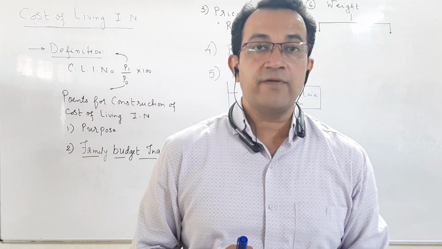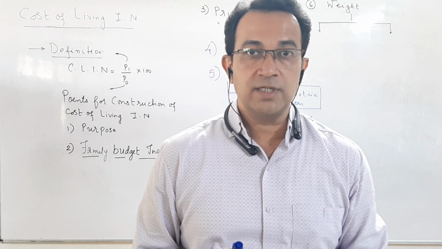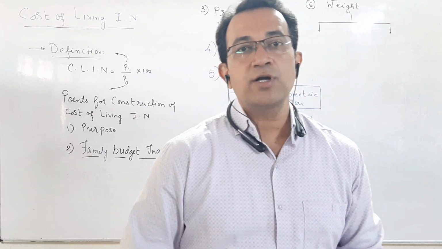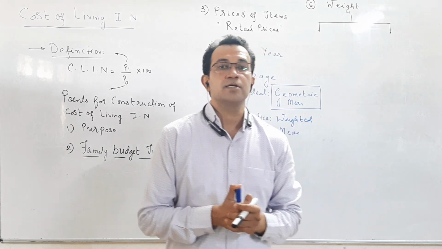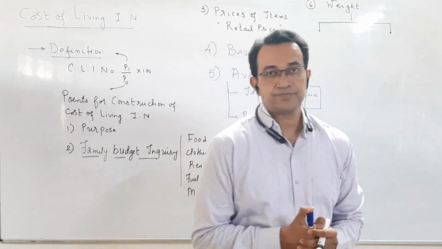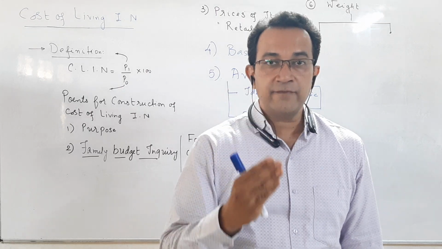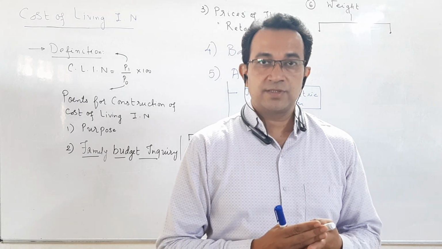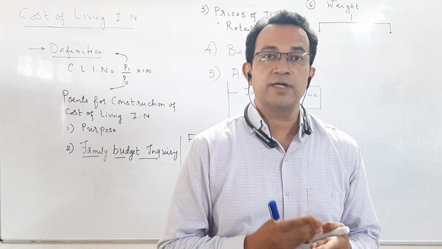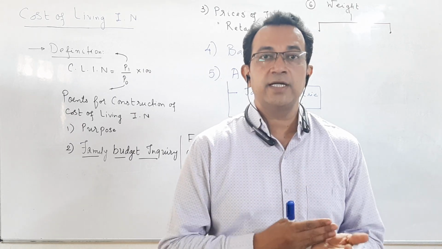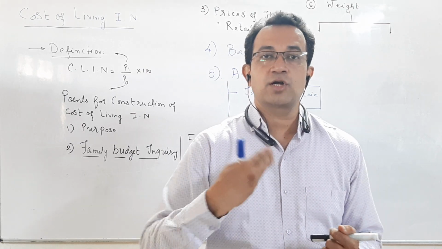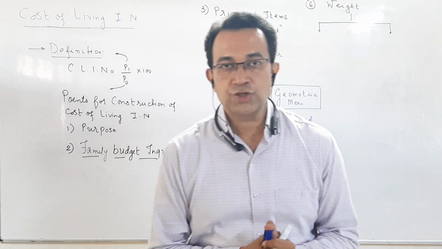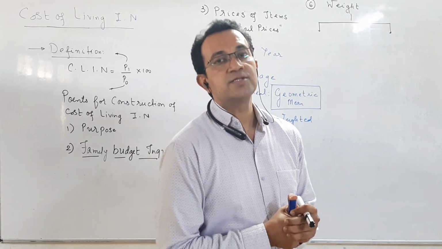So different items in family budget inquiry are given different relative importance. Relative importance given or attached to an item is called its weight. So what is the definition of weight? Once again, different items in family budget inquiry are given different weights, and the different relative importance given to items or commodities is called its weight.